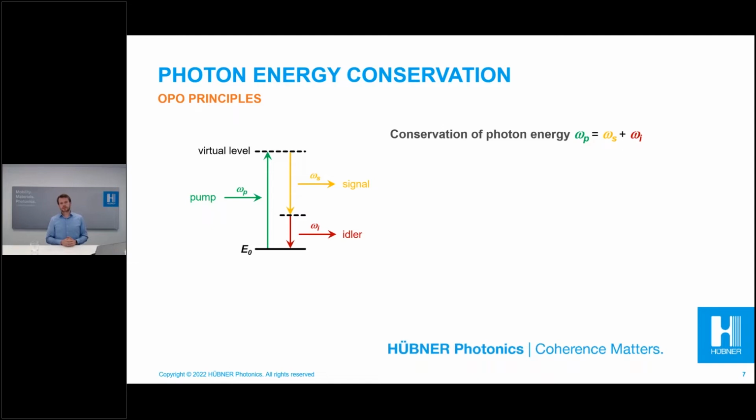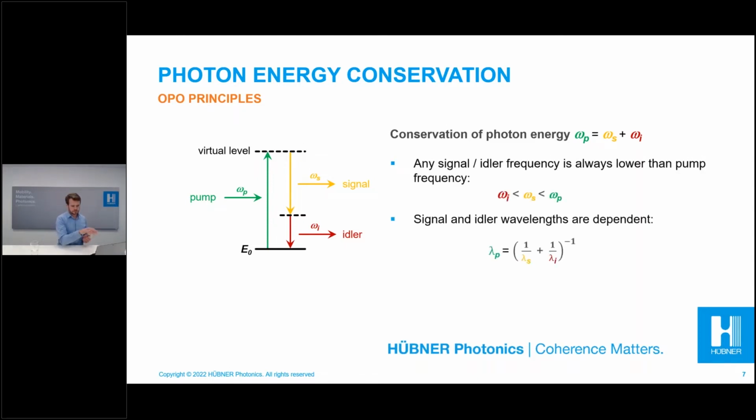So a few more words about energy and momentum conservation. First, from energy conservation, it follows that any signal and idler frequency is always lower than the pump frequency. Or, the other way around, any new wavelength will be longer than the original pump wavelength. This has some immediate implications. In particular, generating wavelength in the visible with the OPO would require a pump source in the UV. Second, signal and idler wavelength are dependent. So once a particular signal wavelength is chosen, the idler wavelength is determined as well, and vice versa.